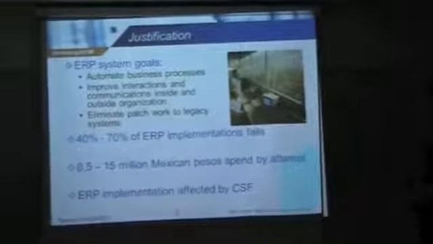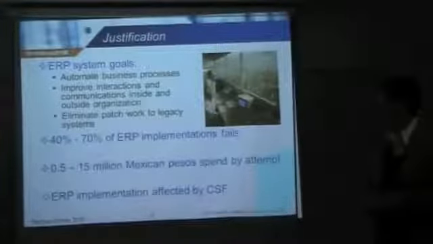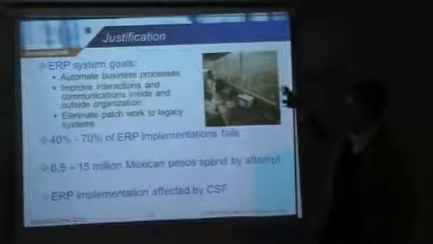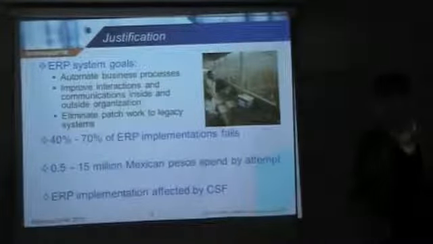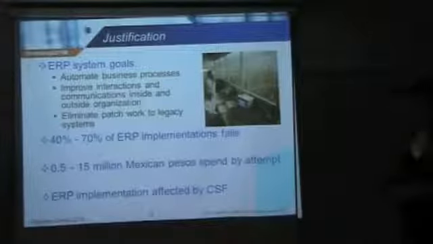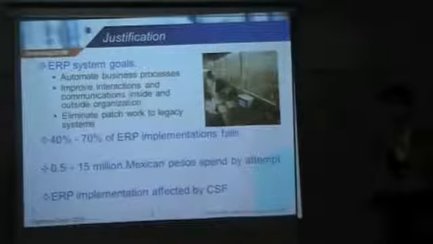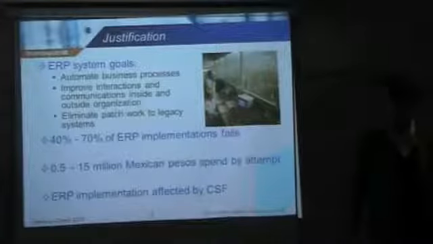What are the main goals of an ERP? It is to automate business processes and improve interactions and communication inside and outside the organizations. As I said before, we have suppliers, we have customers, we need to talk with them and also have interaction with them. So the ERP tries to do that, to make a better way to complete those business goals.